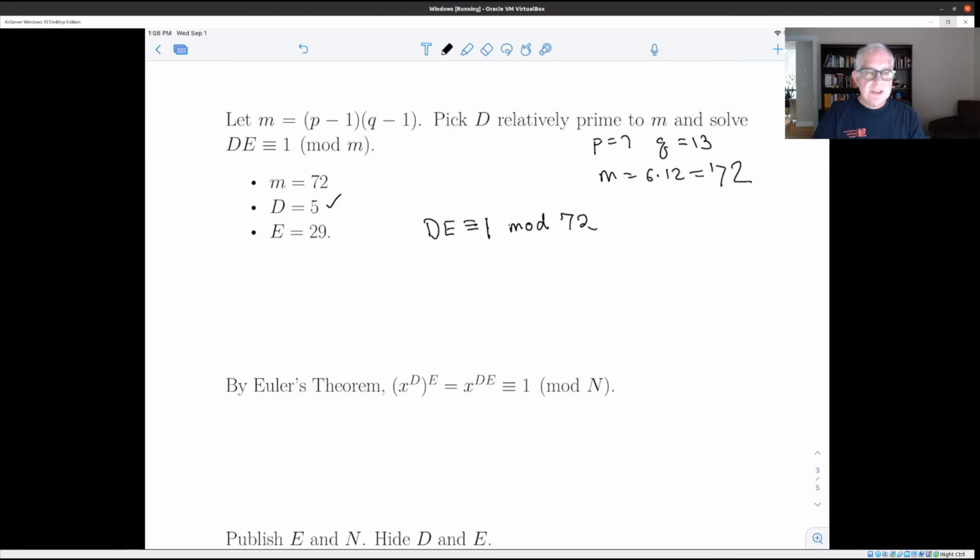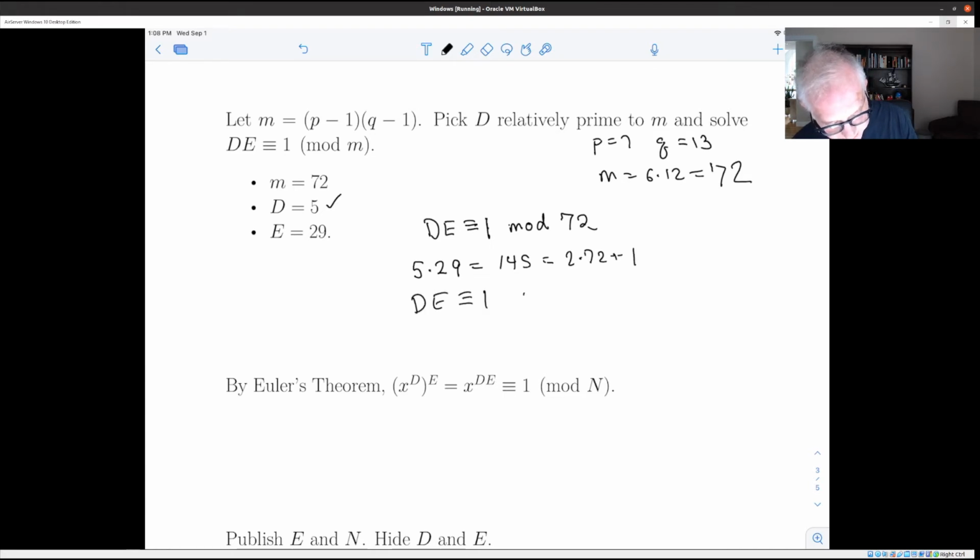Now, normally you would do this by Euclid's algorithm, which is pretty efficient, but I'm going to sort of cheat and just tell you that 29 works, because 5 times 29 is 145, which is 2 times 72 plus 1. So D times E is in fact congruent to 1 mod 72. Now here's the thing that we're going to use.